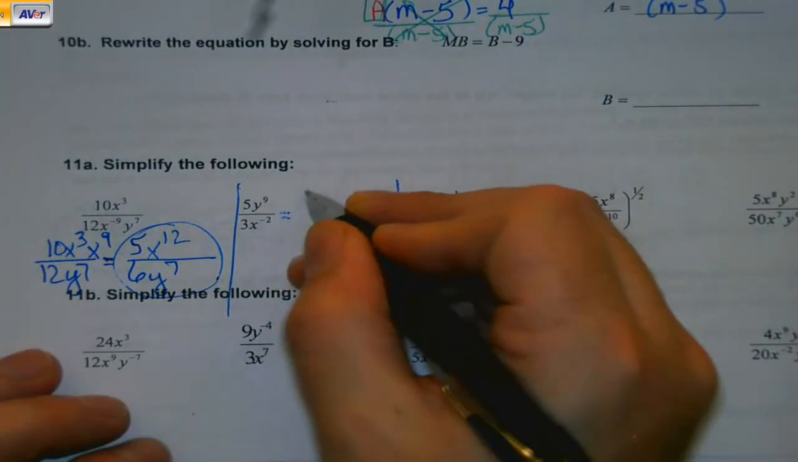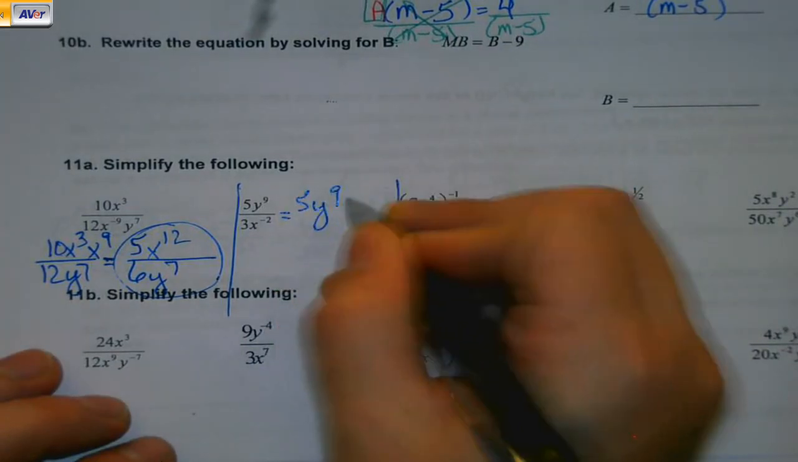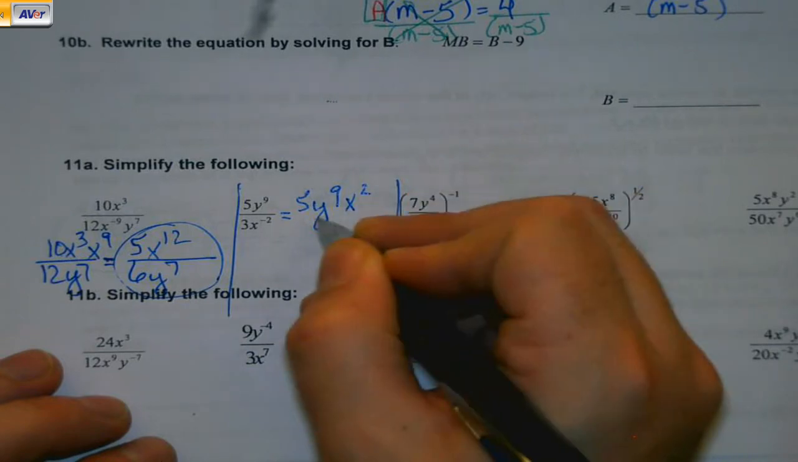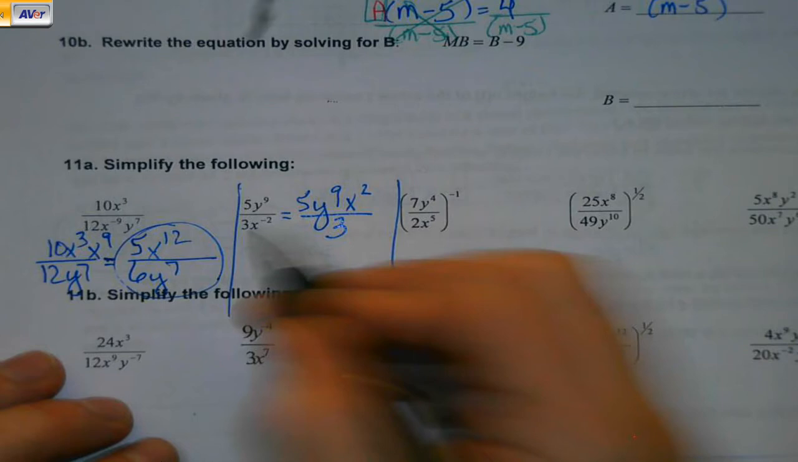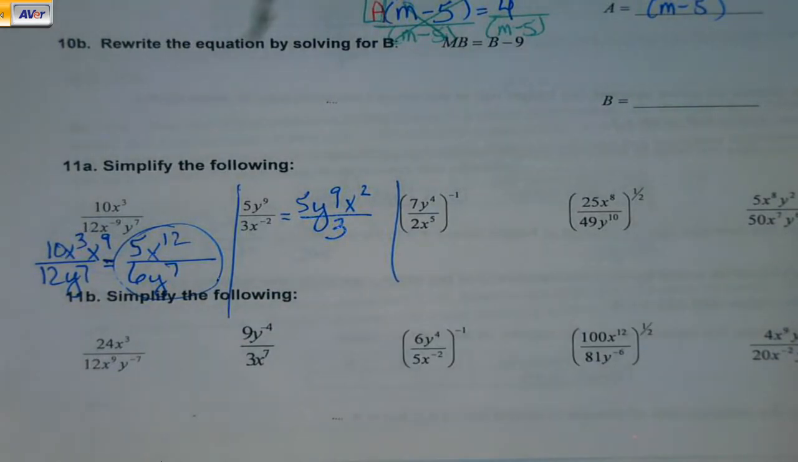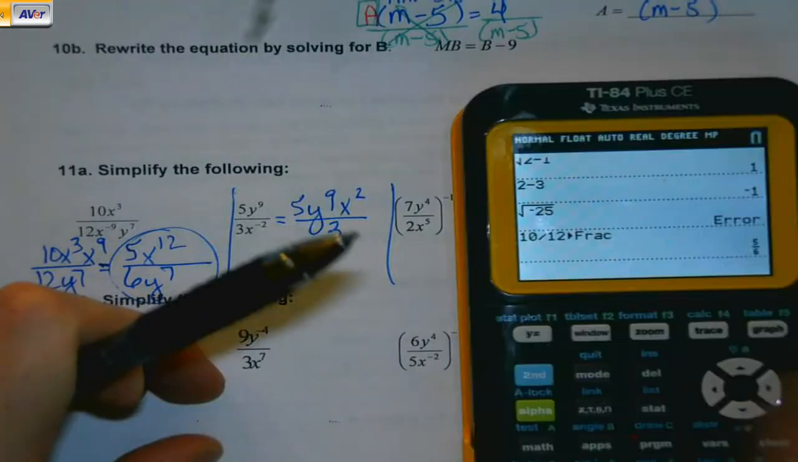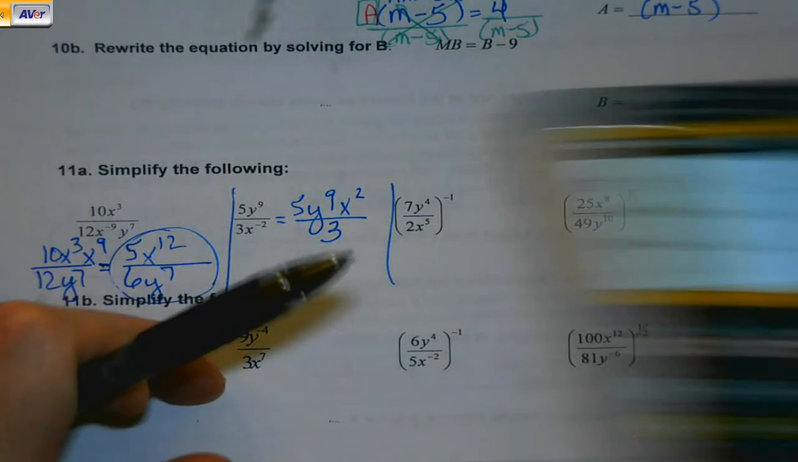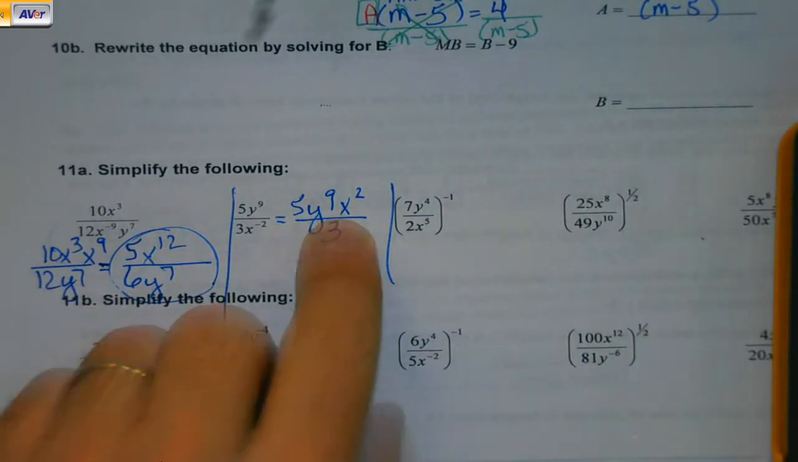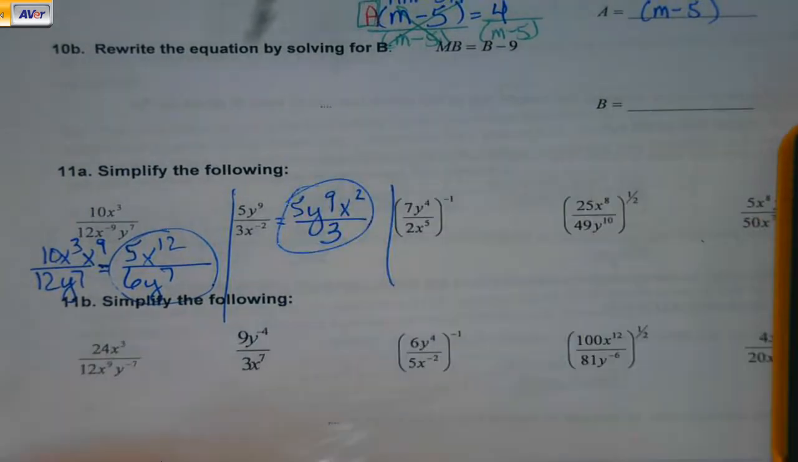Here, same idea. Deal with the negative exponents first. Okay, the 3 doesn't flip. It doesn't have a negative exponent. So I try to reduce 5 over 3. It's still 5 over 3. That's y and that's x. I can't put them together. That's all I can do.